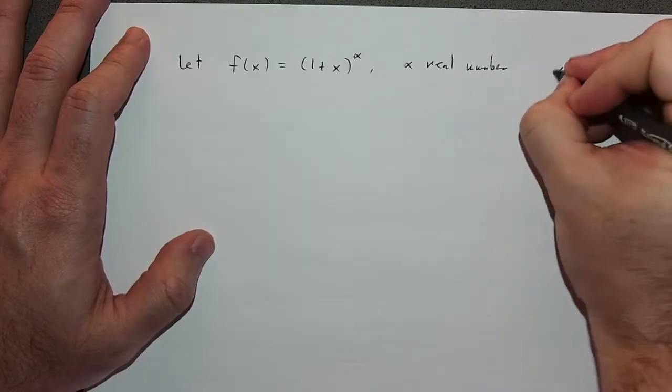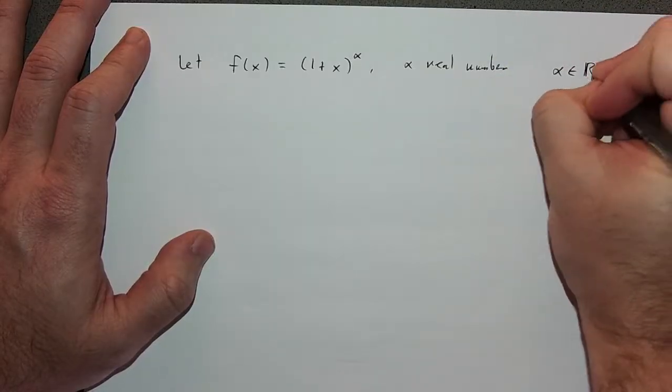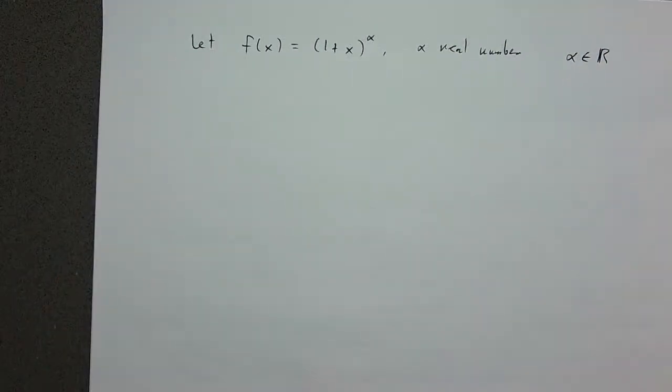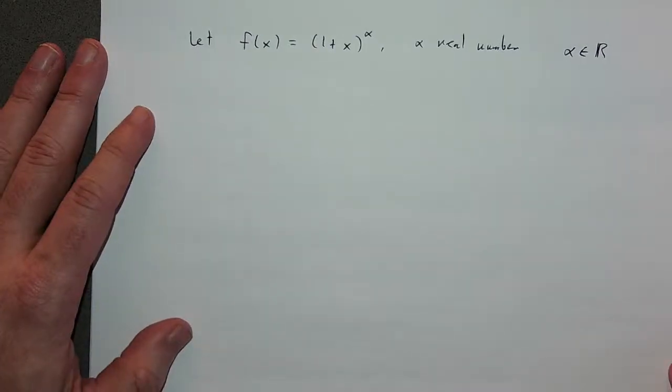So this alpha is just some real number, i.e., it could be 0, it could be negative, and it could be irrational, right? It might not be a rational number. In particular, it might not be an integer, either a positive or a negative integer. It might not be either of those. Okay.